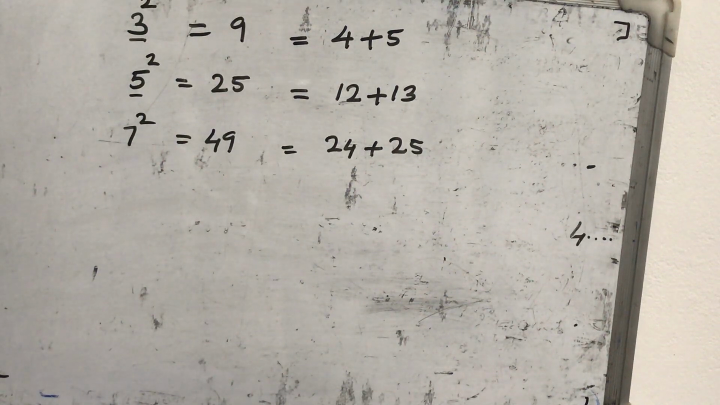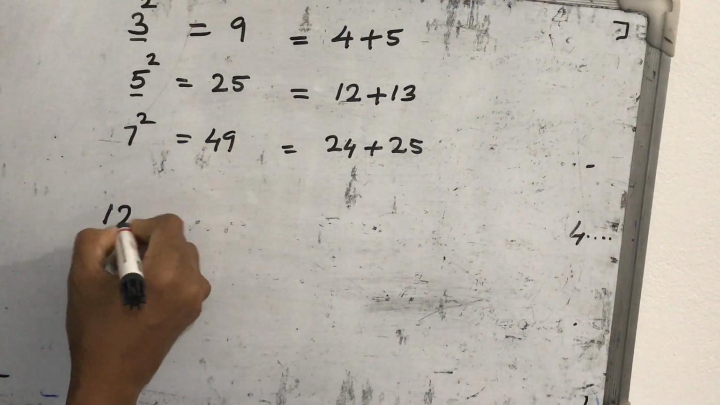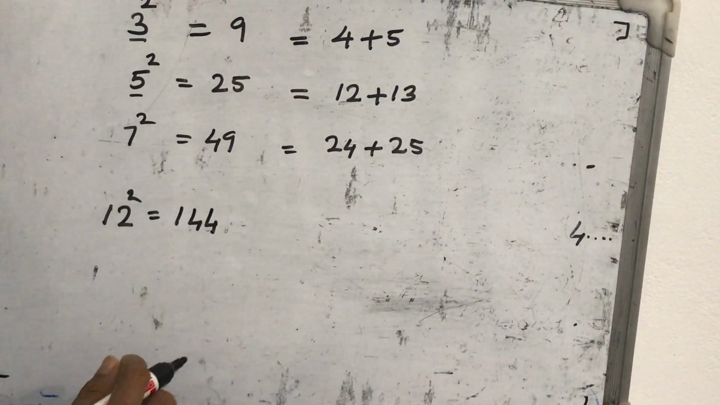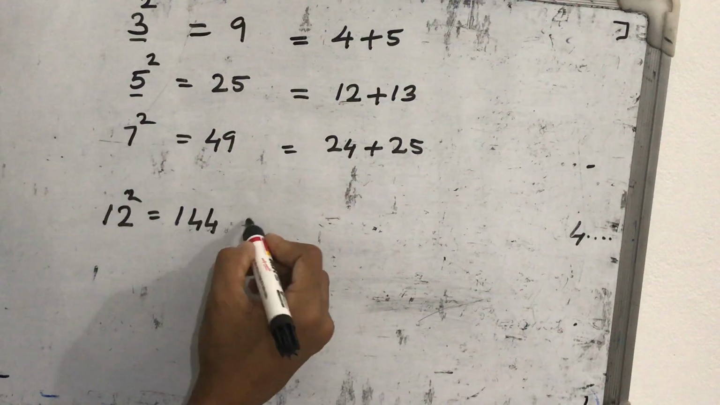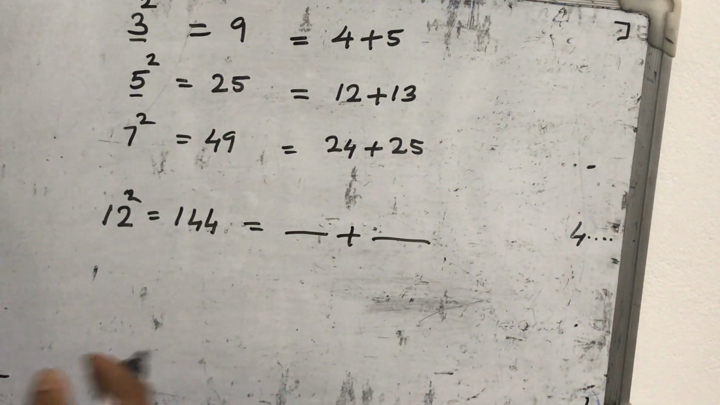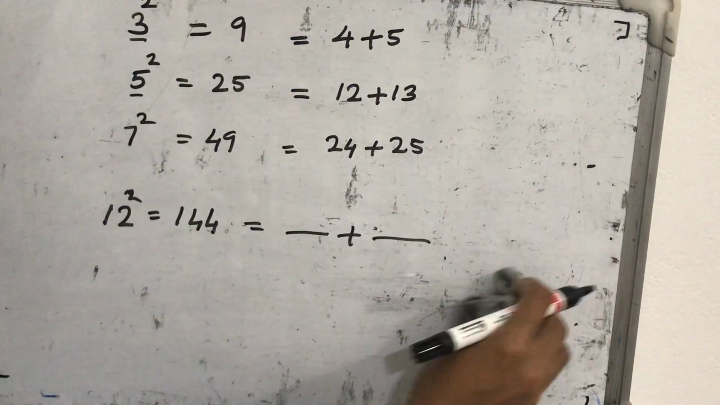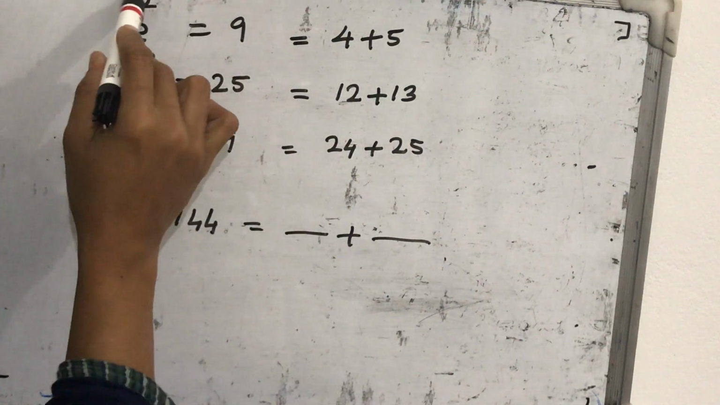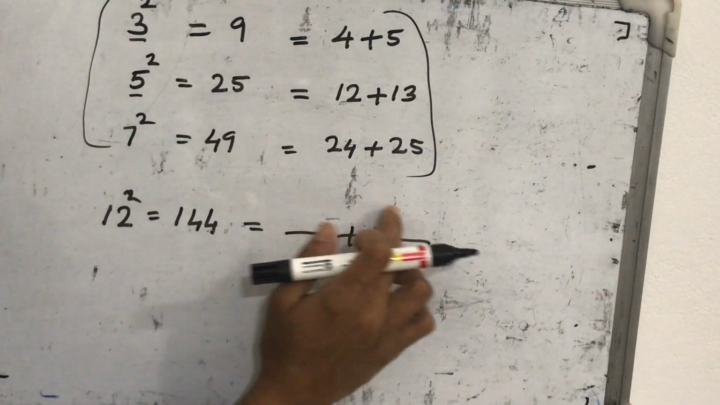But if it is given a higher number, like 12 squared, which we know is 144, then how can we express 144 as the sum of two natural numbers? So we want to think more. We want to find a general solution for that. Through this example, can we find a method for finding those two successive numbers? How did we get those two numbers?